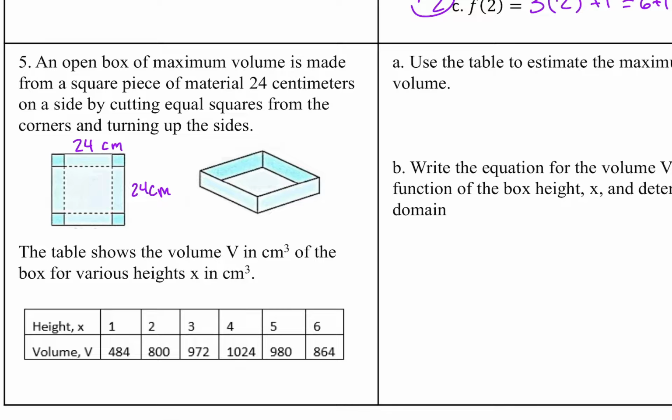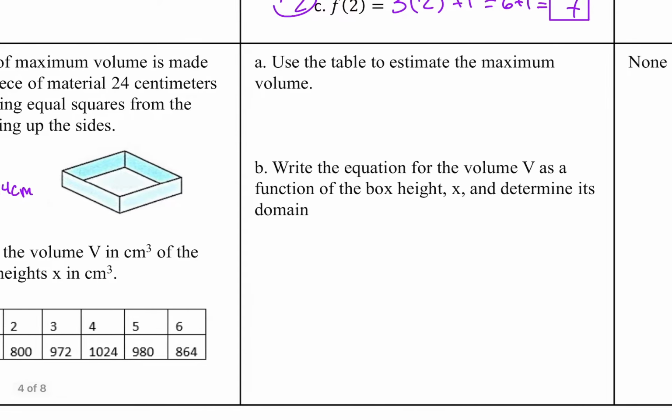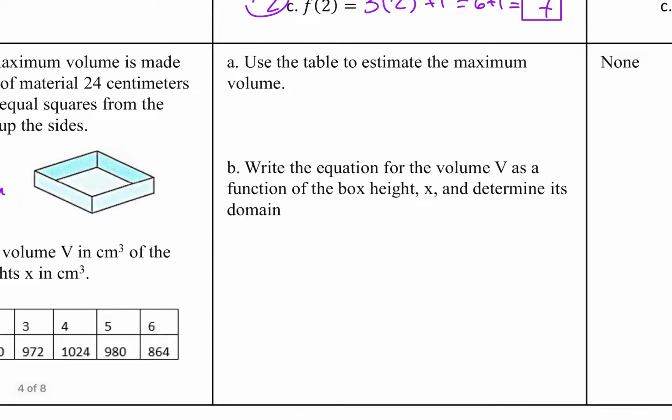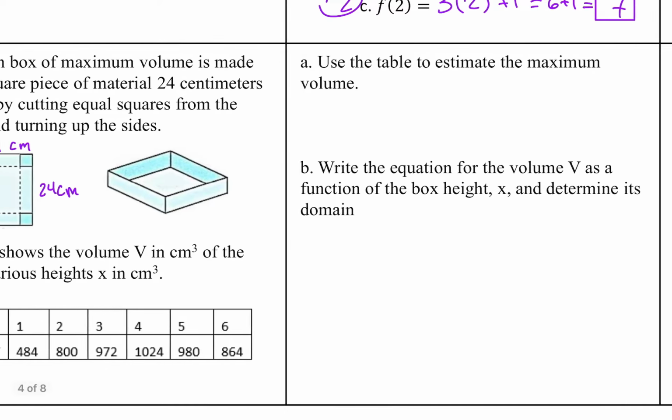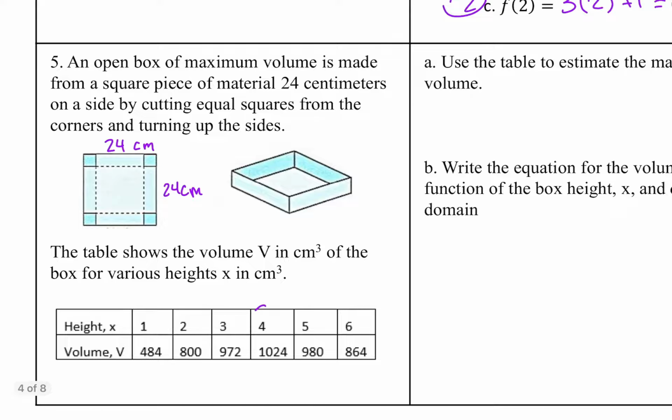Below it says the table shows the volume in centimeters cubed of the box at various heights. They showed us what happens if we make it 1 centimeter tall, or if we make the box 2 centimeters, 3 centimeters, or 4 centimeters tall. They gave us all these different variations. So if we come over here and look at the question, the first one's pretty easy. It says, use the table to estimate the maximum volume. Well, the highest number right here is that 1024.